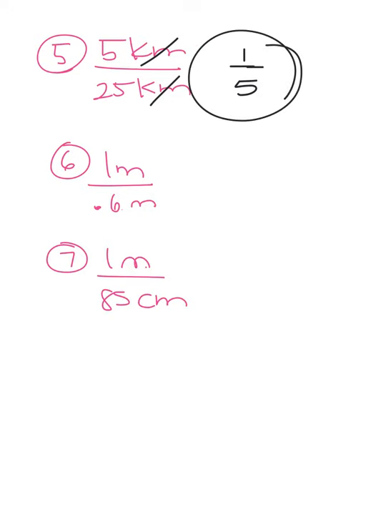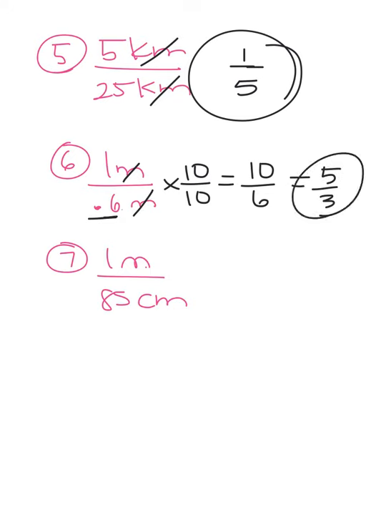In number 6, I have a decimal within my fraction. We don't really like that because decimals and fractions really are the same thing. So I'm going to multiply top and bottom by 10, which will make it a little easier for me. I have 10 over 6. And again, my meters, my units, will simplify, so that simplifies to 5 over 3.